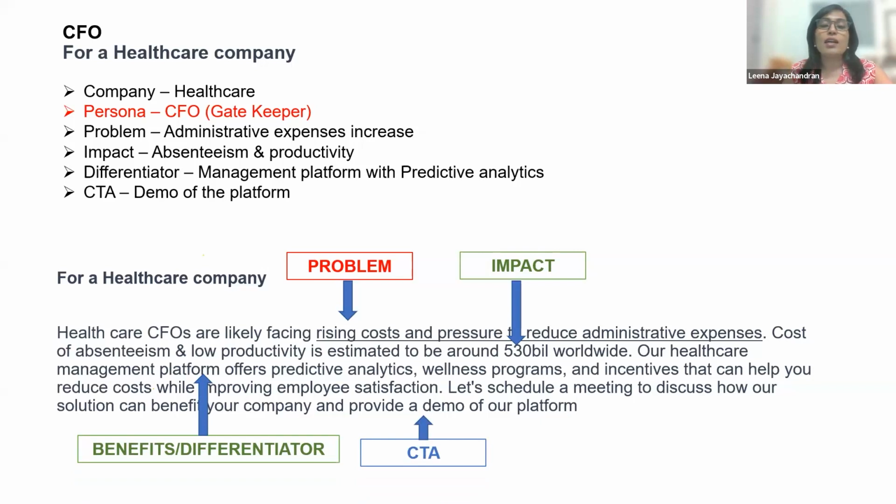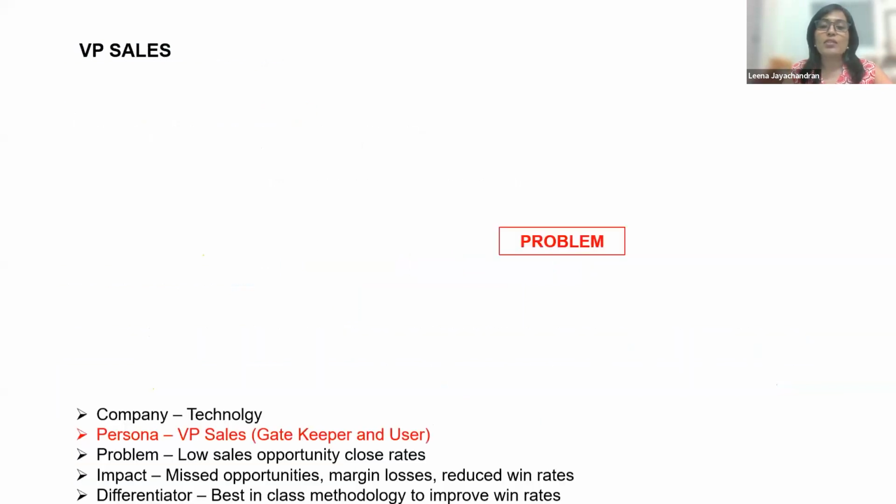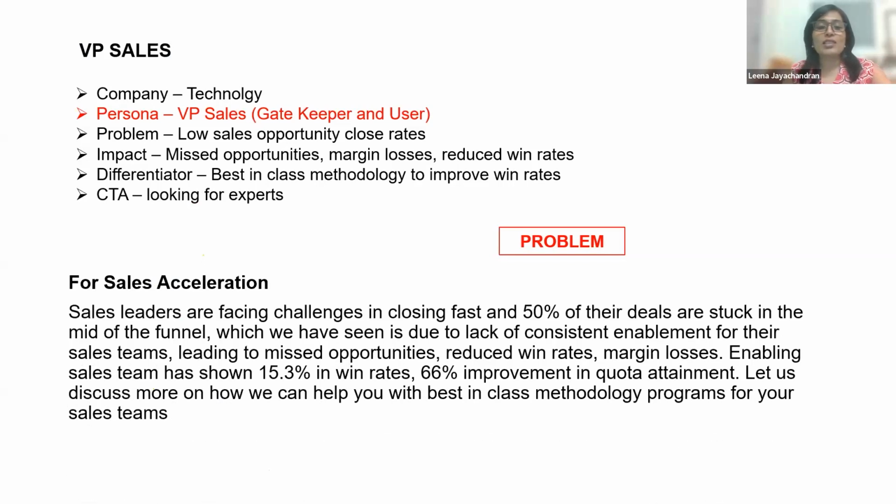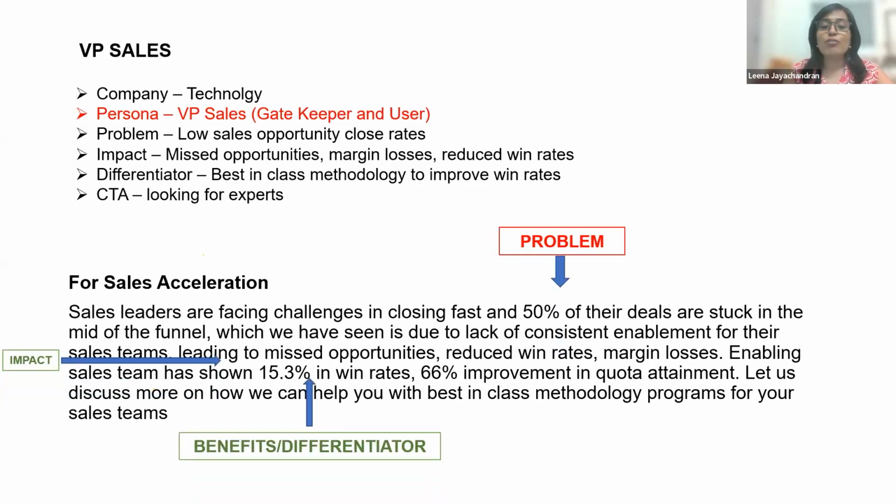Clear? I'll go with another example, something I'm very passionate about: sales. So I thought let's not miss that. Again, this is the situation. If I'm talking about sales acceleration, sales leaders are facing challenges in closing. What is the problem? 50% of their deals are stuck. That's the problem we're addressing. The impact is missed opportunities. The differentiator is an increase in win rates. I can share these details with the audience after the webinar so that you can use these examples. And the call to action is, let us discuss more how we can help you with the best in class, because they're looking for experts. So we're going to position best in class methodology programs for the sales team.